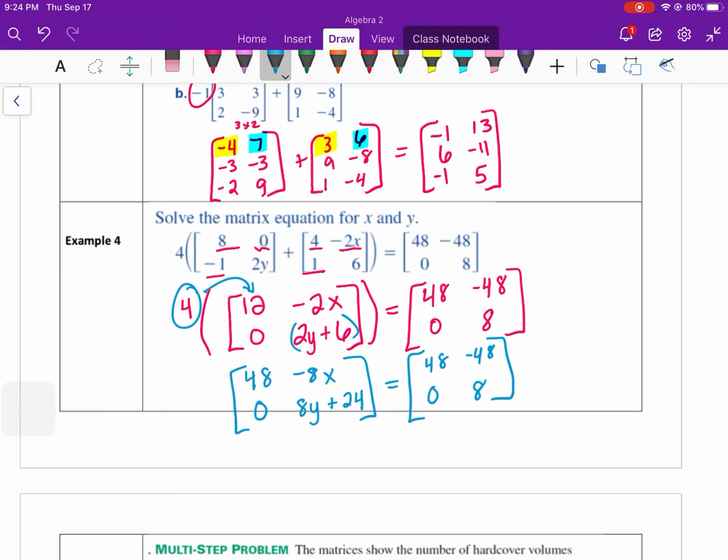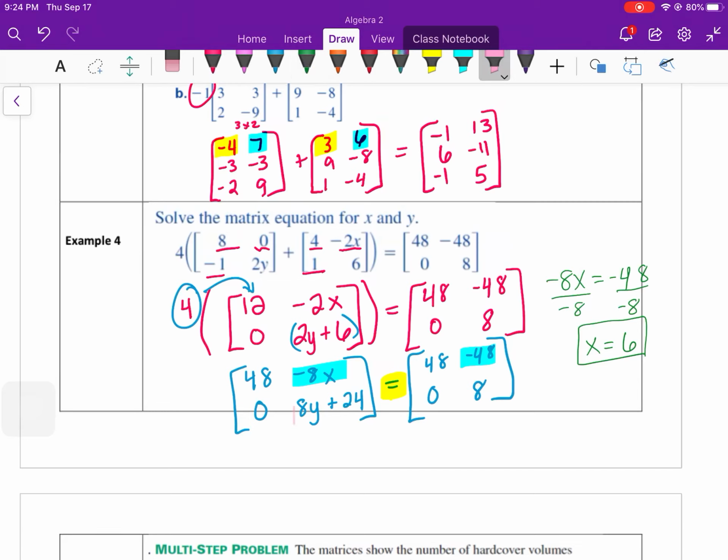So the property of equal matrices says, if I say that these two are equal, then that means that the corresponding entries or elements in the corresponding spots must also be equal, which means that -8x has to equal -48. So if you take -8x equals -48, you can divide by -8 to finish solving for x, which would be 6.